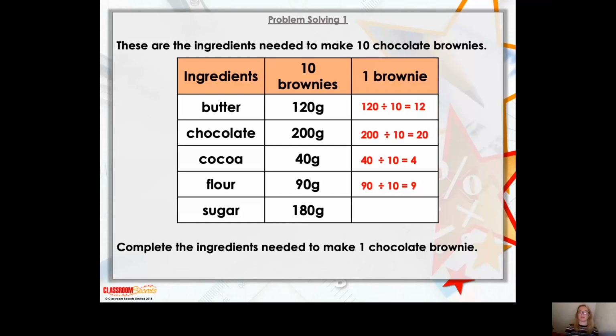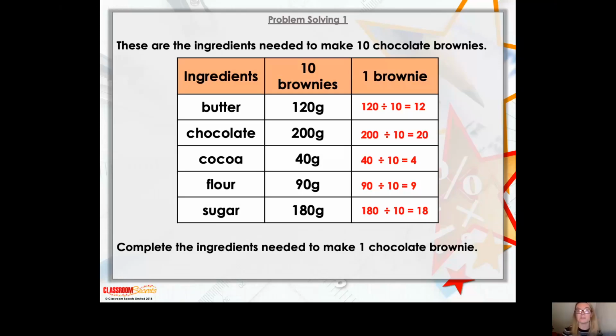Okay, and lastly, we have 180 grams. We need to divide it by 10 to find out how many for 1 brownie. And what's 180 divided by 10? Well, yes, it's 18. Fantastic. Well done. If you got that right, that's excellent.